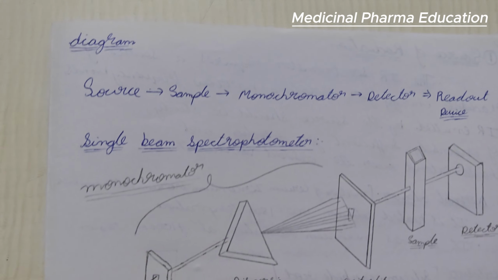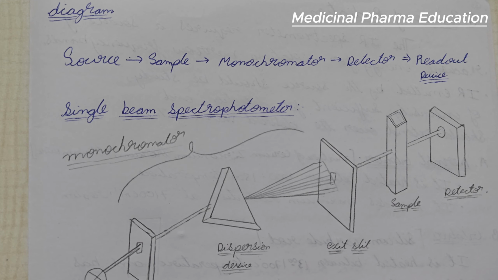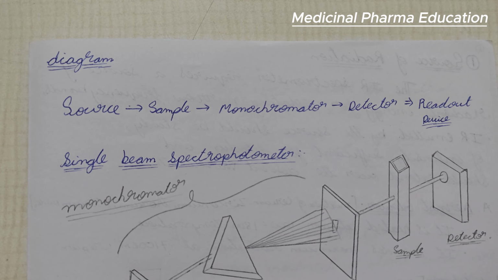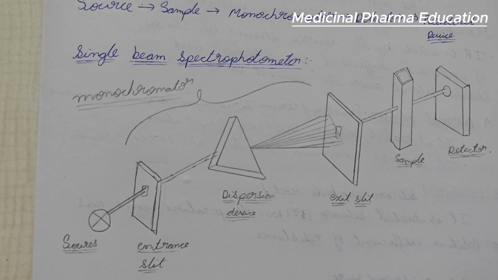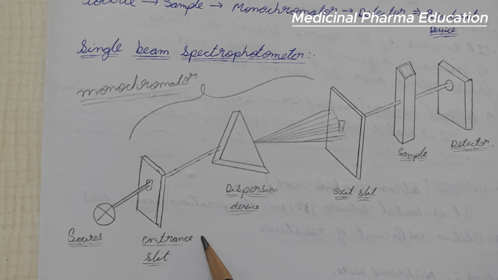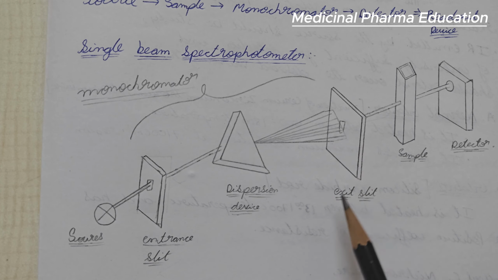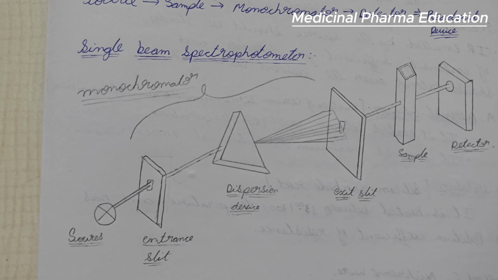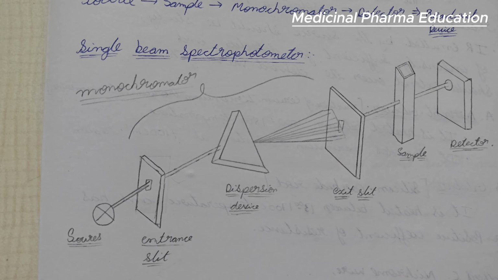Next, we'll go through the instrumentation. Instrumentation is very simple, as I have listed: the source, sample, monochromators, detectors, and readout device. You can see here the source, entrance slit, and dispersion system, where polychromatic light is converted into monochromatic light. The monochromatic light leaves through the exit slit, passes through the sample and the detector, and then goes to the readout device. This is a single beam spectrophotometer.